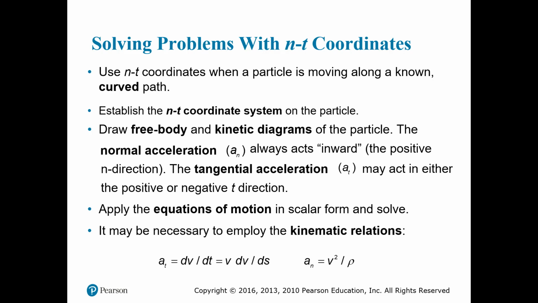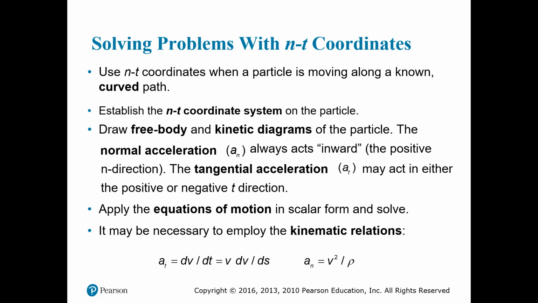Use your normal and tangential coordinates when a particle is moving along a known curved path. Then you need to establish your coordinate system properly. We were using x and y before. Now it's the normal and tangential coordinate system. Then we need to draw the free body diagram and the kinetic diagram. In this particular one, it's very important that we understand what we're doing. The normal one always points inward toward the path, and the tangential is always tangent to the path. Just don't forget that. And it could have a negative or positive t direction.